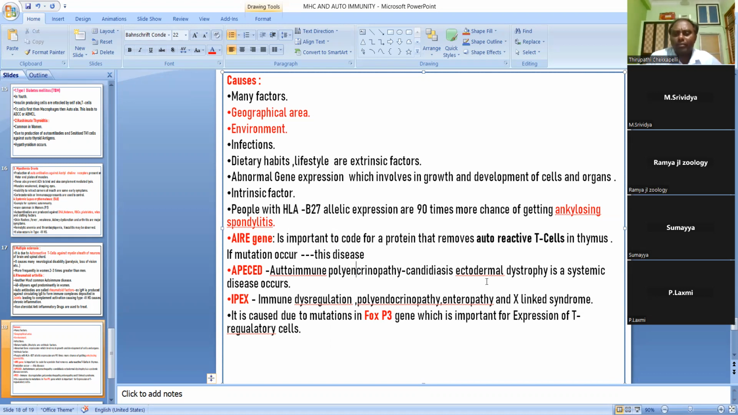Candidiasis, ectodermal dystrophy is a systemic disease that occurs due to mutation in the AIRE gene, and a mutation in the FOXP3 gene, which is important for expression of T regulatory cells. What are T regulatory cells? TH and T suppressor cells. The protein of the FOXP3 gene is required, and if a mutation occurs in it, immune dysregulation, endocrinopathy, enteropathy, and X-linked syndrome occurs, a kind of immune related disease.